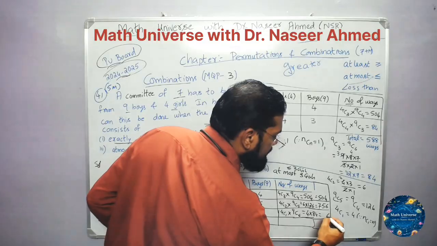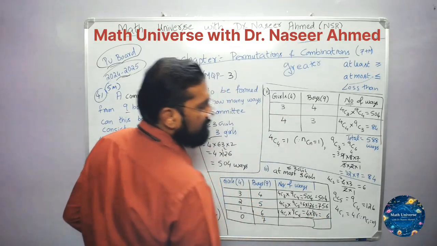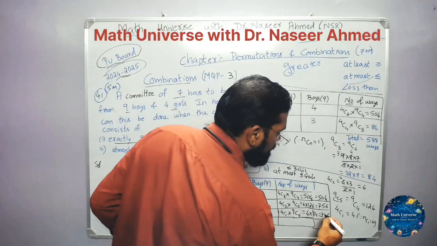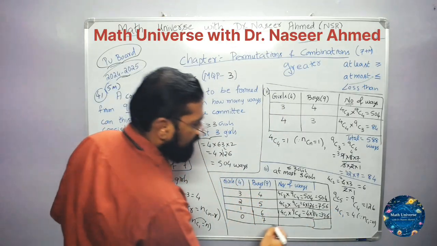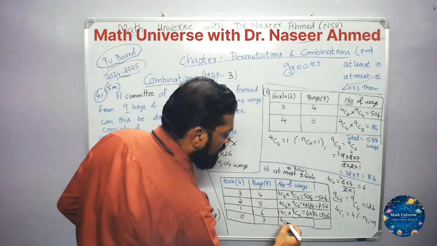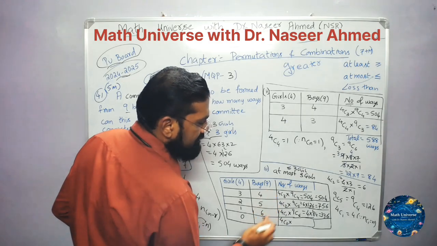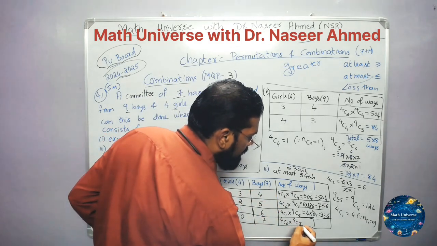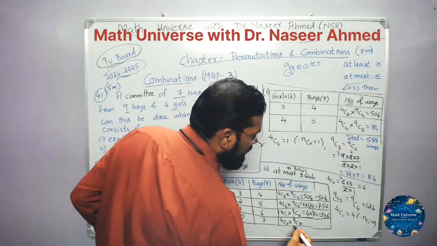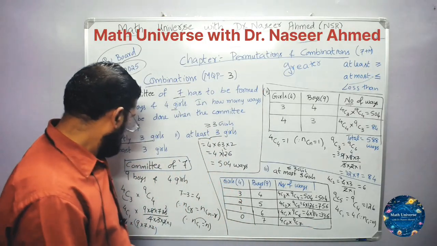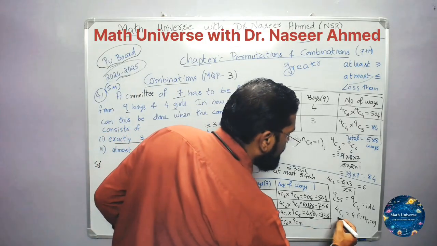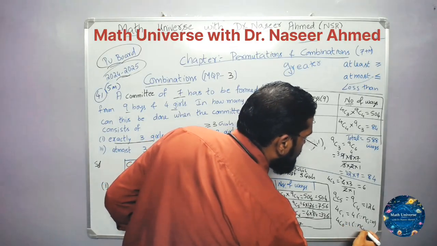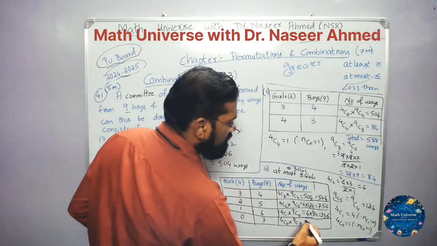Multiply. 4 4s are 16. Borrow 1. 8 4s are 32. 32 plus 1, 33. Lastly, 4C0 into 9C7. Out of 9 boys, 7 boys to be selected. What will be the answer? 4C0 is 1 because NC0 is 1.